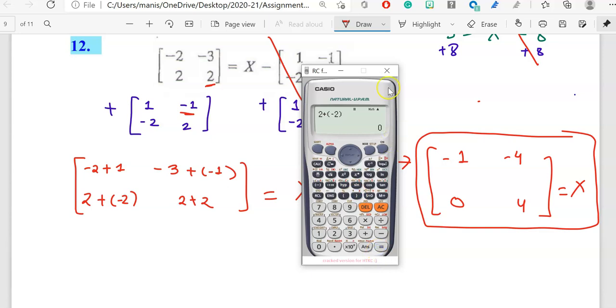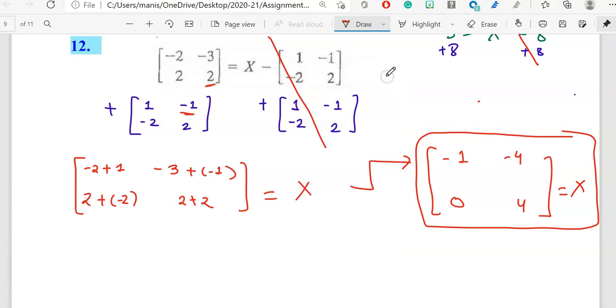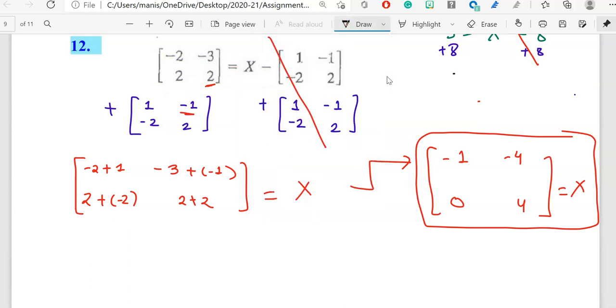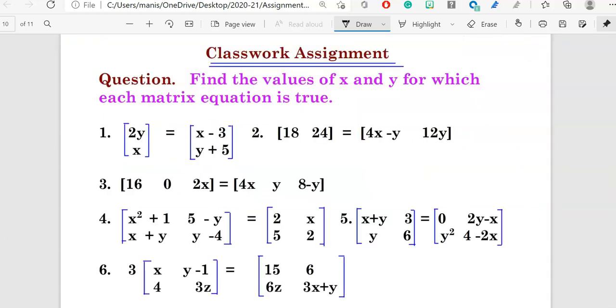I would have done it the easy way also, but I just wrote all of it out. Some students will like me to do it the easy way, why write all these things. I can also write it like this: negative 2 plus 1, negative 3 minus 1, 2 minus 2, and 2 plus 2. Okay, it gives the same answer over here. So this is the correct answer. I want you to take a picture of this worksheet. So this will constitute a classwork assignment for this concept.